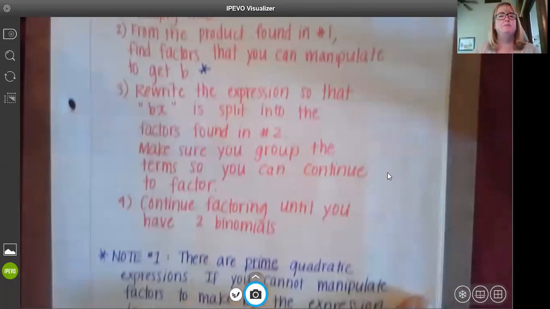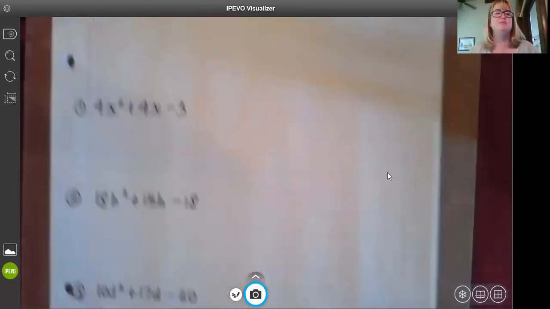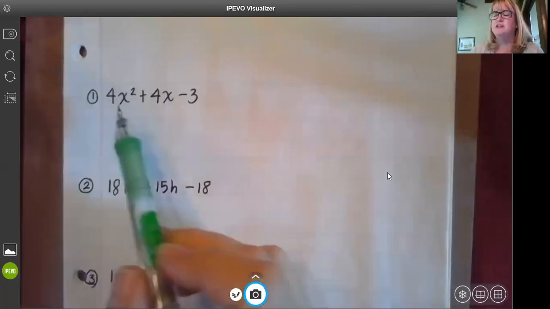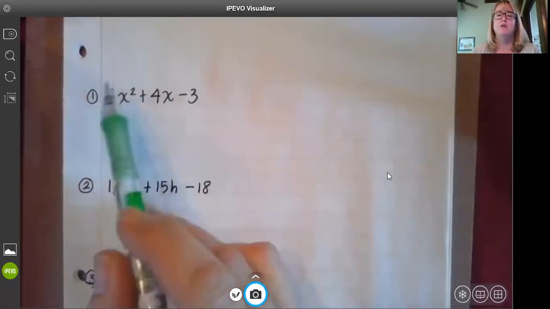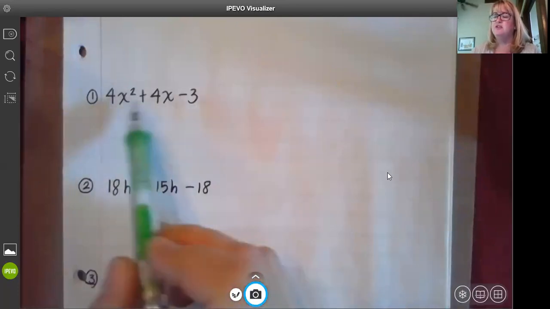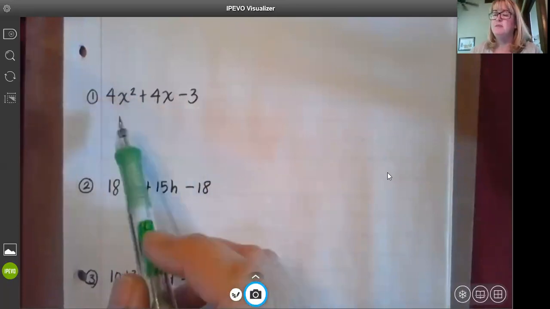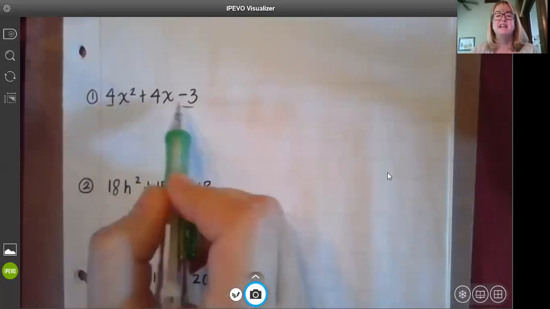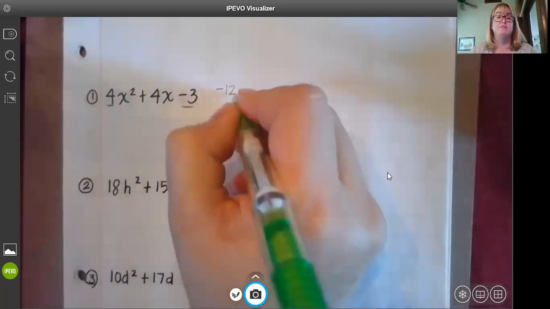All right, I did put several down that we're going to do together before we look at our actual skills practice page. And the first one we're going to look at is 4x squared plus 4x minus 3. All right, the first thing you look at: can I factor anything out of the whole thing? Really, out of the whole thing, you're looking at these first numbers, 4, 4, and 3. There is nothing I can factor out. So then I multiply a times c. Now a is 4, c is -3. So when I multiply them together, I get -12, okay?